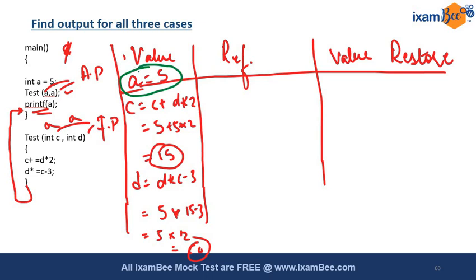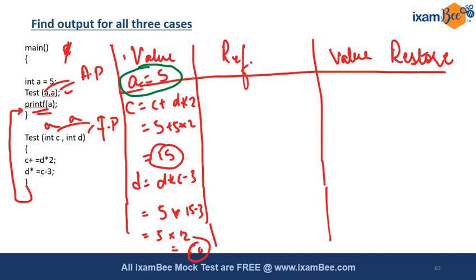So whatever I'm writing in green, whatever I'm circling in green, that is the final output. Because here in the value portion, only the values were being passed. Whatever manipulation was being done was not reflected back to the original actual parameters because it was called by value. I hope you guys are clear till now.